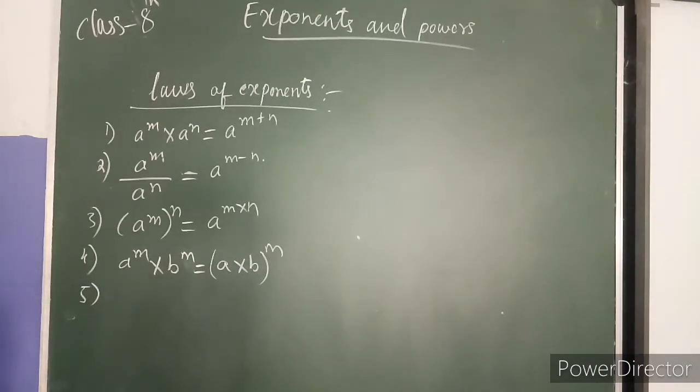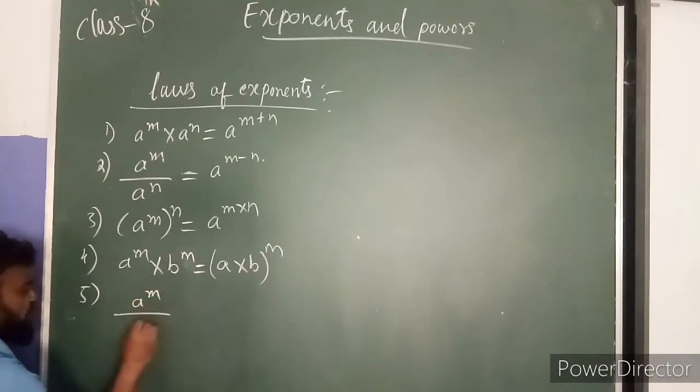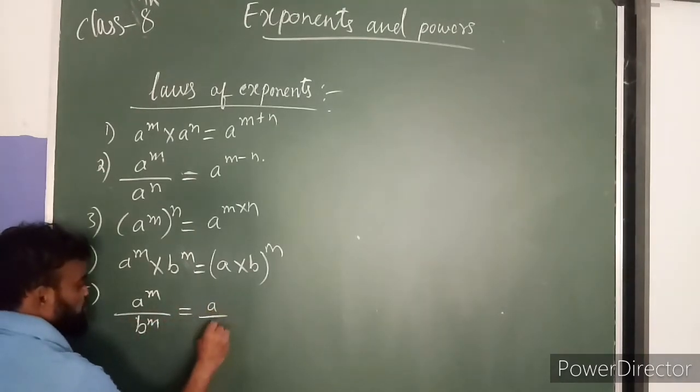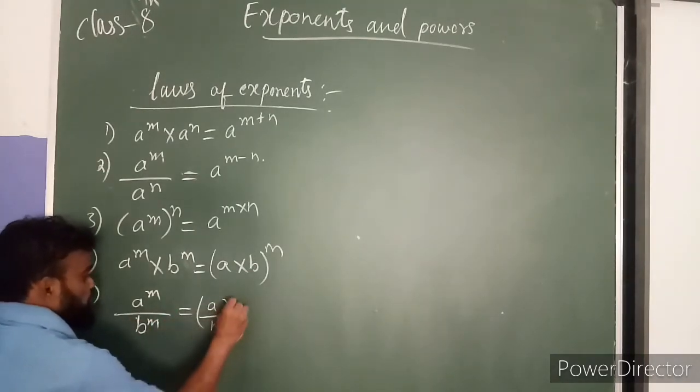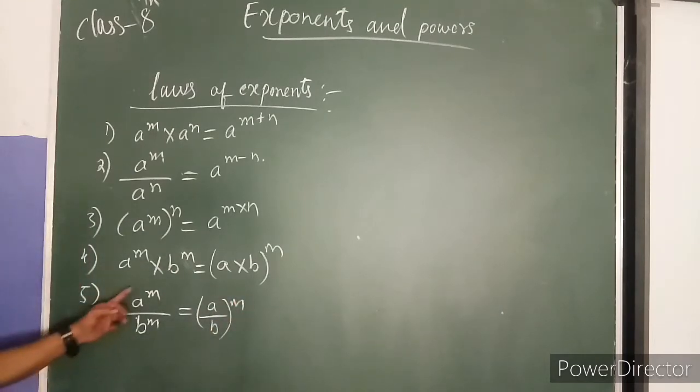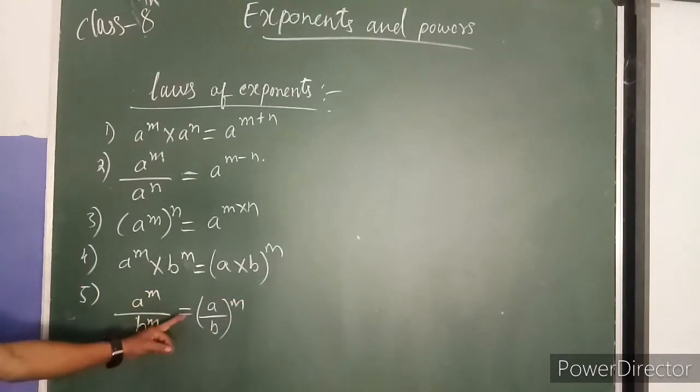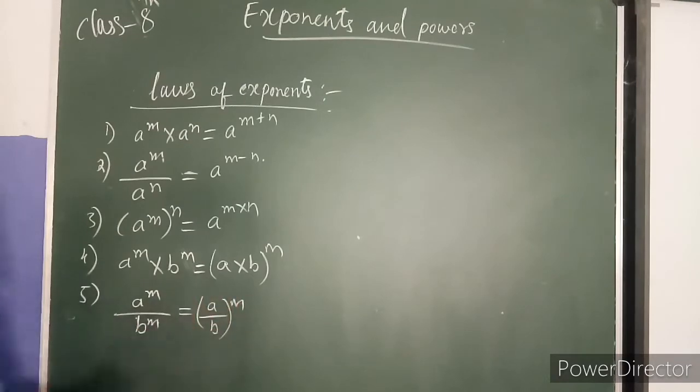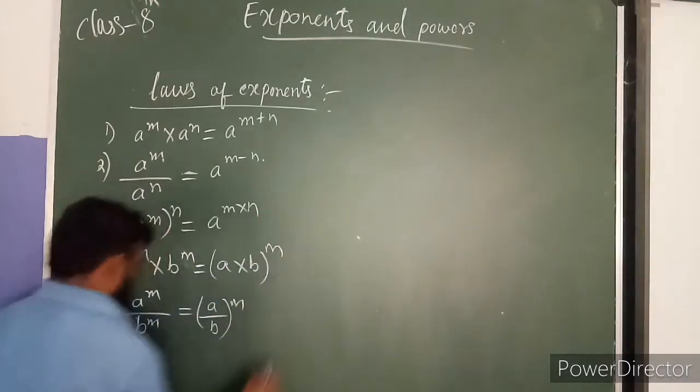So, what we have to take? This is a raised to m divided by b raised to m is equal to a by b whole raised to m. Simple. A to the power of m divided by b to the power of m is equal to a by b whole raised to m. The sixth law of exponent I will write here on the right.